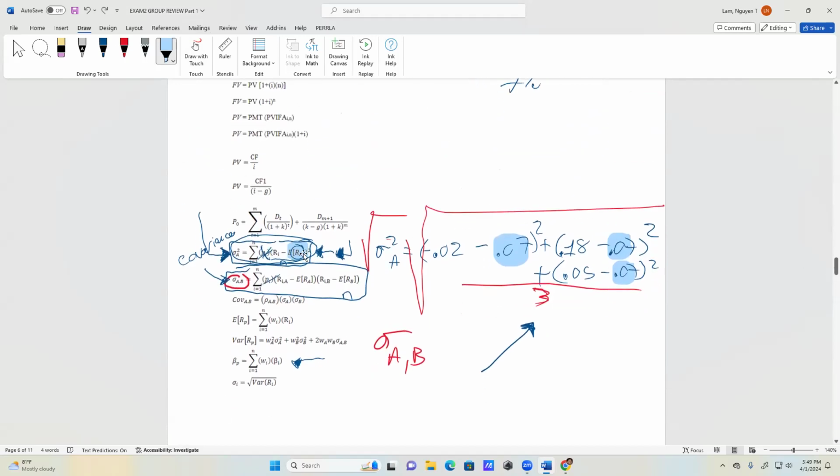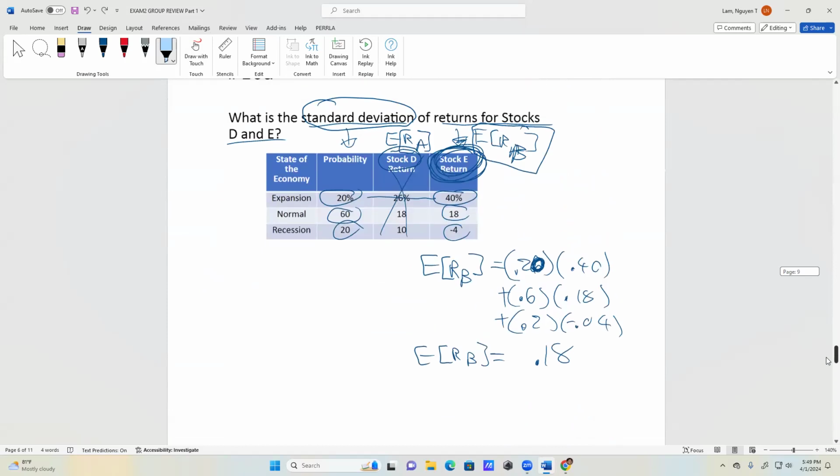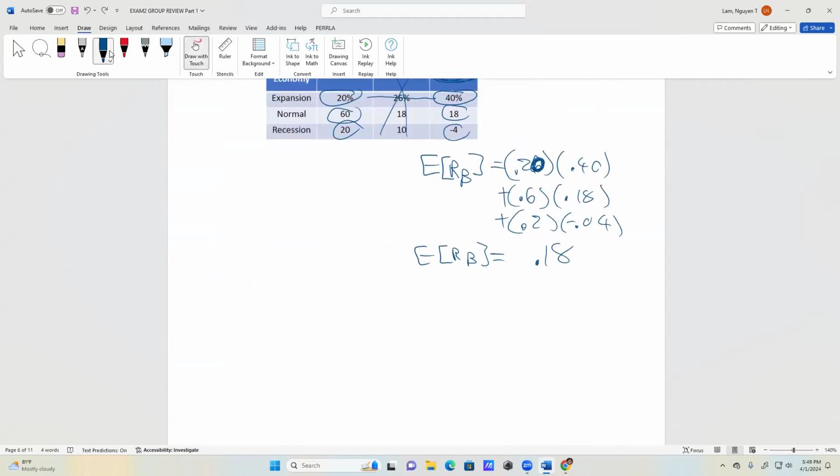So the ERA, the small stuff, we already got it. Now we just apply this to find the standard deviation of that one stock. Okay, let's do that. So we have ERB. Let's find the standard deviation. This one is variance, so we have to square root everything at the end.